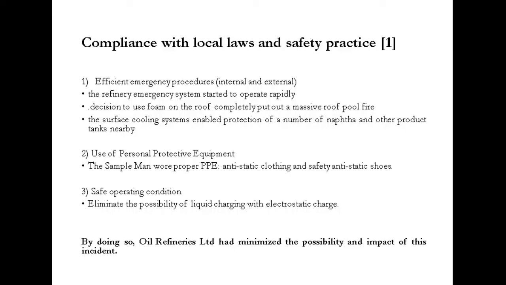After reviewing the details in the laws and regulations section, it is clear that Ashdod oil refineries had actually complied with most of the local laws and regulations. Firstly, they had efficient emergency procedures. It can be seen by the refinery emergency system that started to operate rapidly after the accident happened. Next, their decision to use foam on the roof completely put out a massive roof pool fire. The surface cooling systems also enabled protection of a number of naphtha and other product tanks nearby.